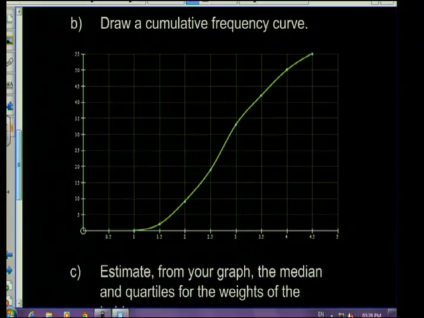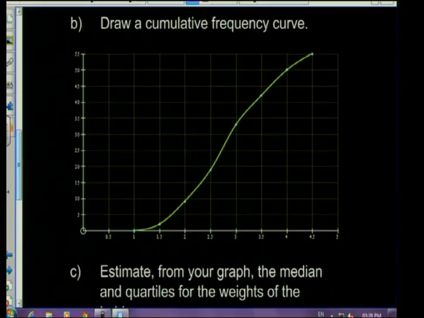Now, I have drawn this for you on the next page, but I want you to look at each point and make sure that you'd be able to sketch it. Remember, the end point of each of the x values is against the cumulative frequency. So let's go down and have a look. So there is my cumulative frequency curve.